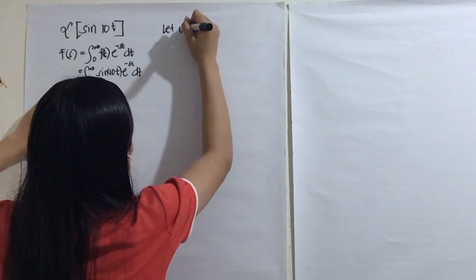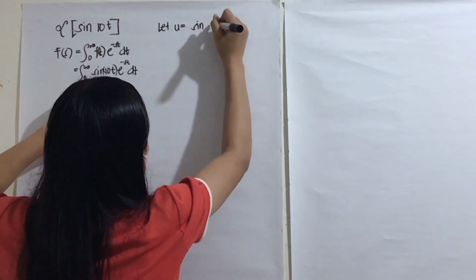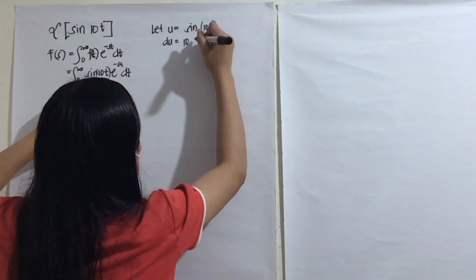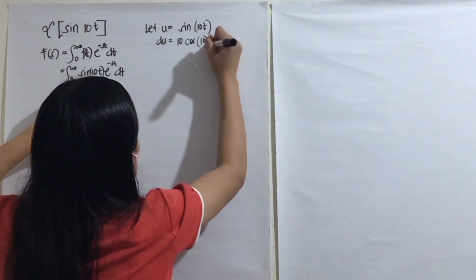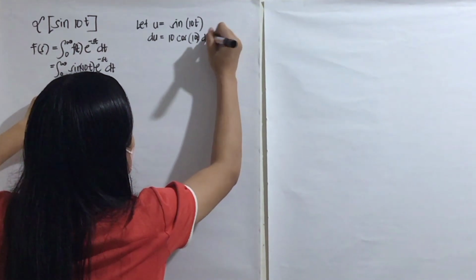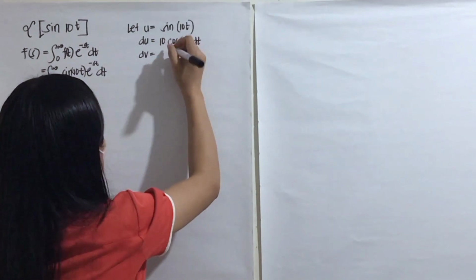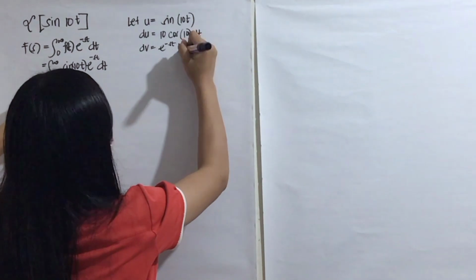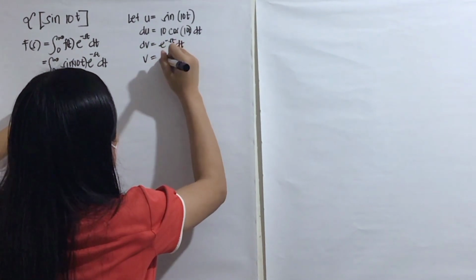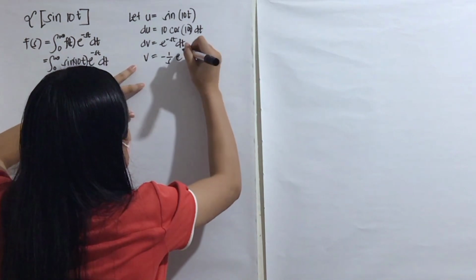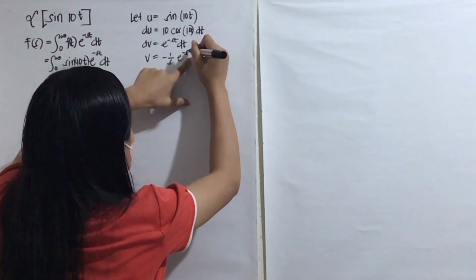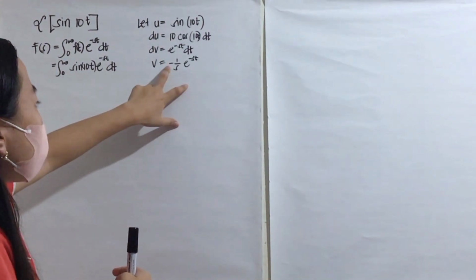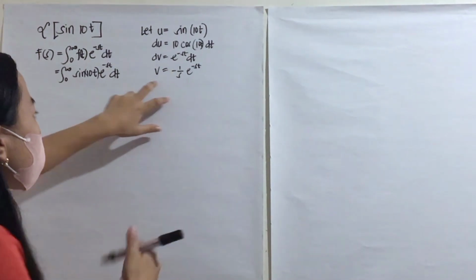So let u is equal to sine 10t and our du is equal to 10 cos 10t dt, and our dv is equal to e raised to the negative st dt. And our v is equal to negative 1 over s e raised to the negative st. If you're wondering why we came up with this negative 1 over s, I will explain.